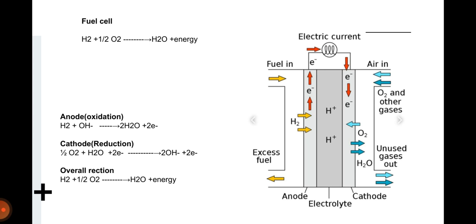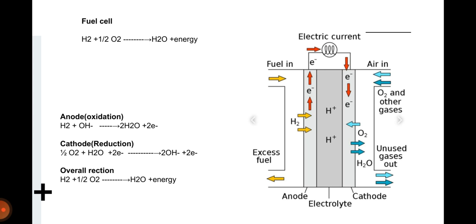The electrodes are made of porous graphite impregnated with platinum, silver or a metal oxide as a catalyst. An aqueous solution of KOH or NaOH electrolyte is in contact with the graphite rods. Oxygen and hydrogen are continuously passed through the cell. The gases diffuse into the porous electrodes and into the electrolytic solution. At the anode, H2 gas reacts with OH- to produce water and two electrons.